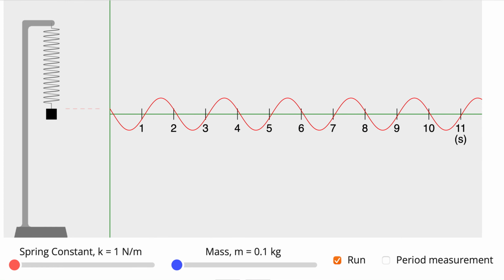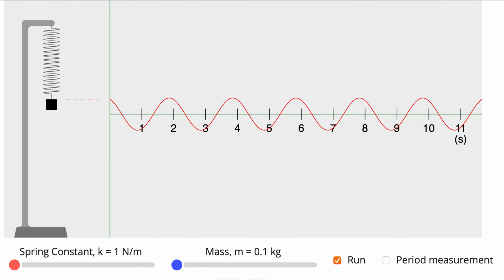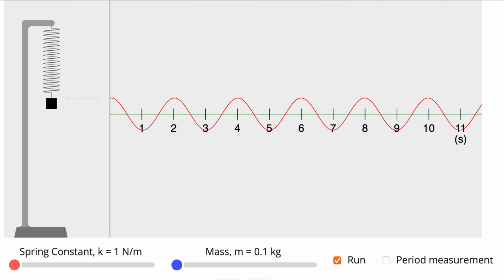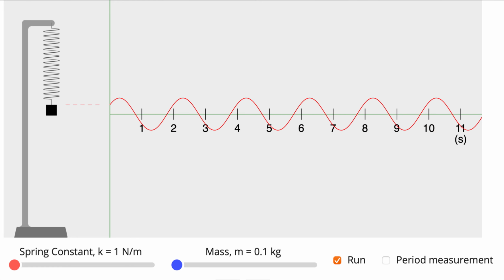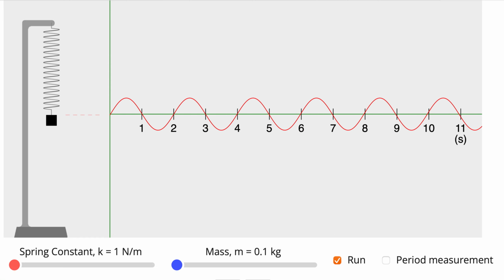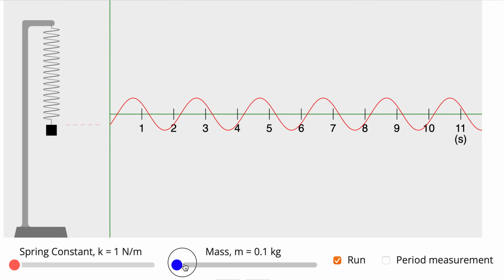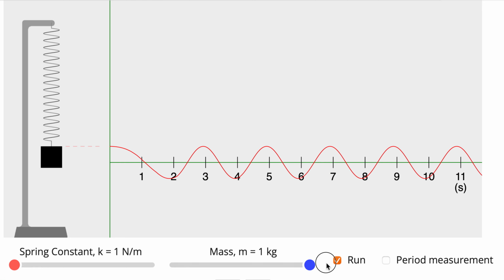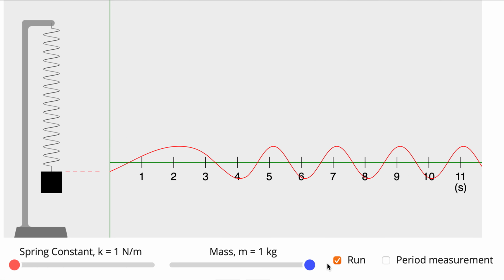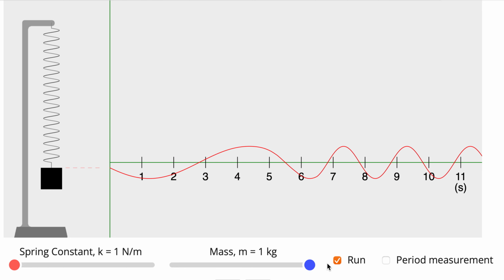Hi everybody, here we're going to take a look at how a spring's mass and also its stiffness are going to affect the period of vibration. So what we can adjust is, first of all, the mass, and if you adjust it, you can see here how the rate of vibration changes.